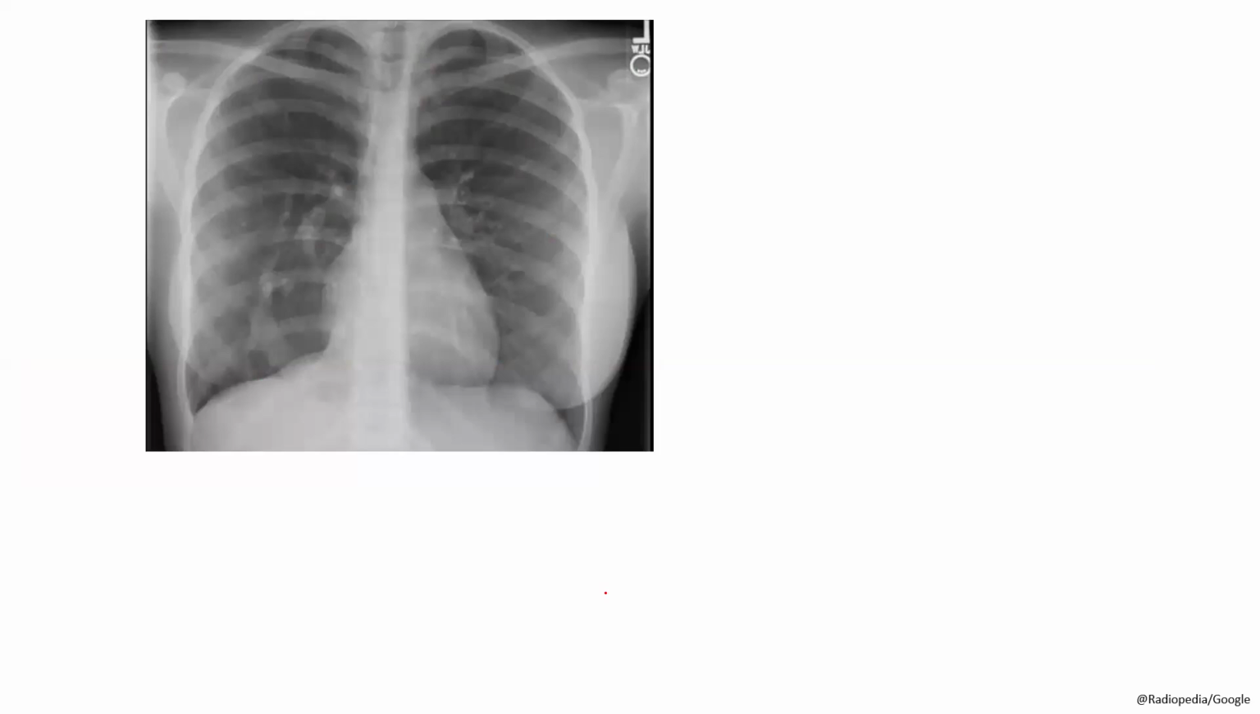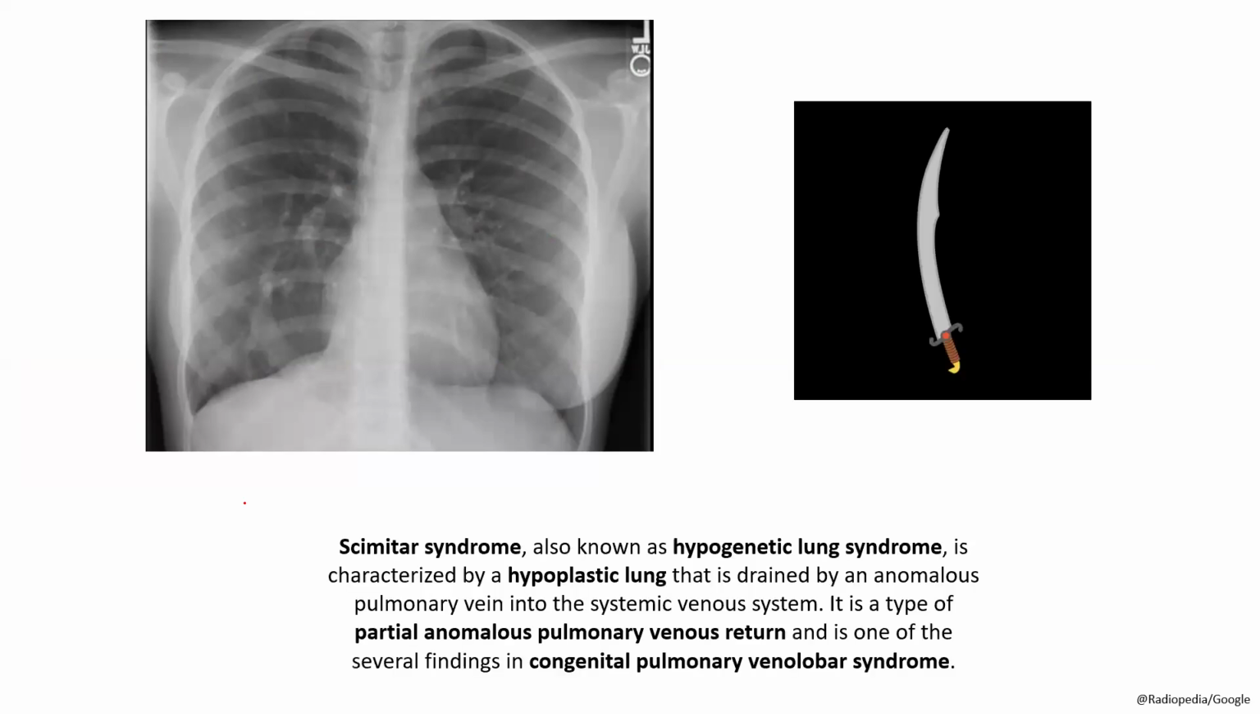What is happening in this radiograph? We can see scimitar syndrome. So this abnormal pulmonary vein is there, which drains into the systemic venous drainage. Scimitar syndrome or hypogenetic lung syndrome is characterized by a hypoplastic lung and an anomalous pulmonary vein. This anomalous pulmonary vein drains into the systemic venous system. It is a type of partial anomalous pulmonary venous return or congenital pulmonary venolobar syndrome.